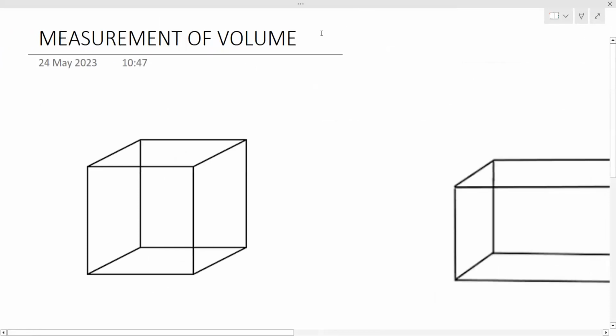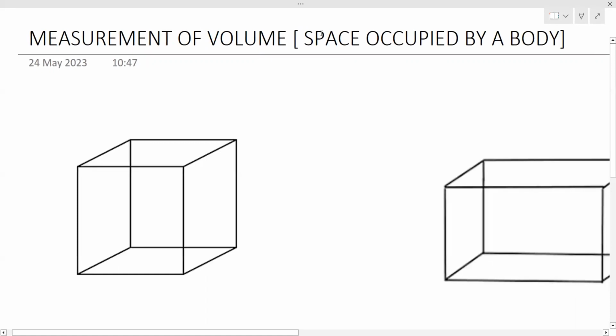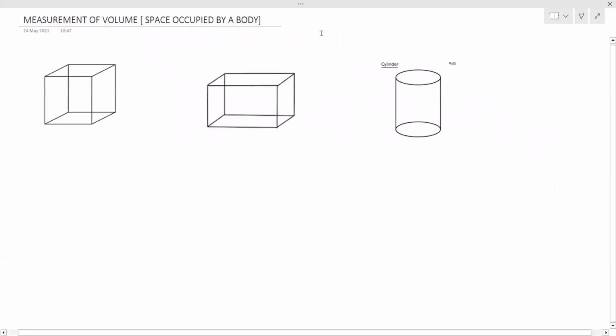What is volume? Volume means space occupied by a body. Space occupied by a body is called volume. So, एक body कितना space में है, the space in which the body is there or situated is called your volume. So here you have three shapes, three different solids, given.